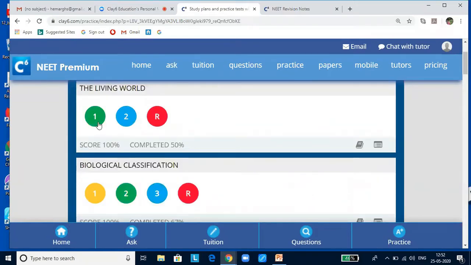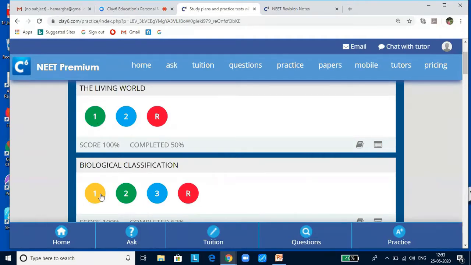The green bubble indicates that you have completed the test, but you can revisit the test any number of times you want till you are perfect and get all the questions right. The blue bubble indicates that you have not taken the test yet. Now the yellow bubble shows that you have not completed the test.